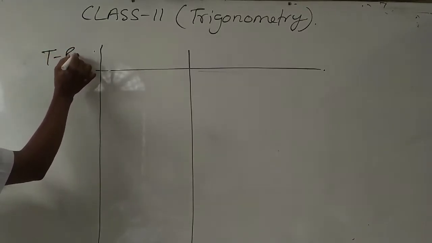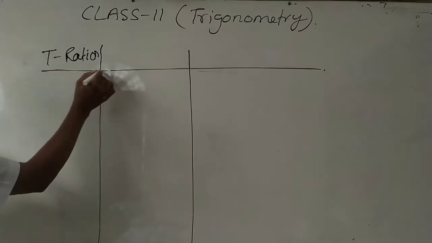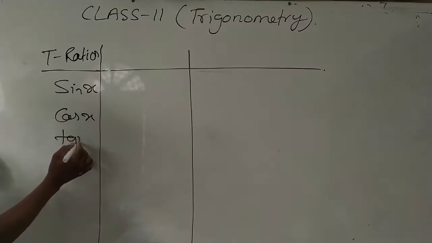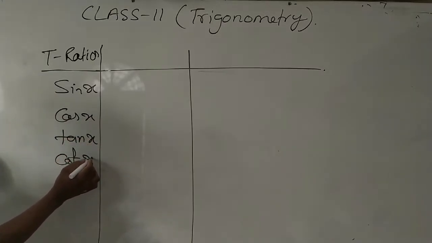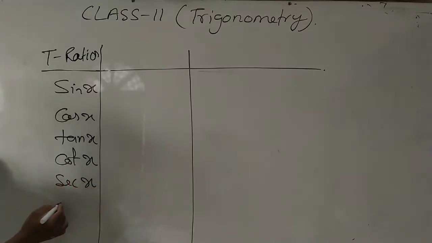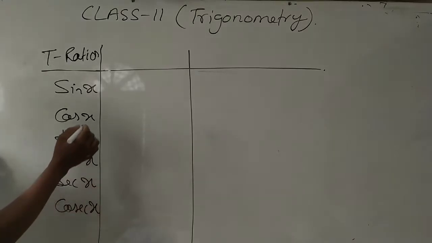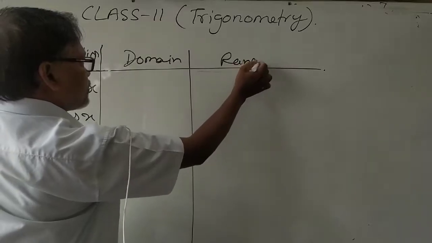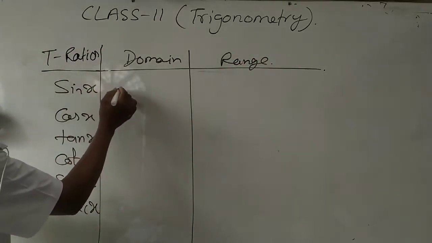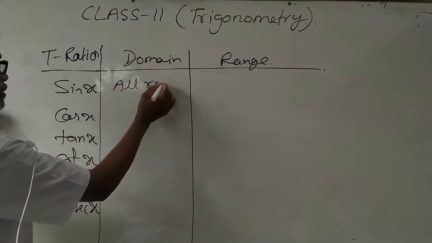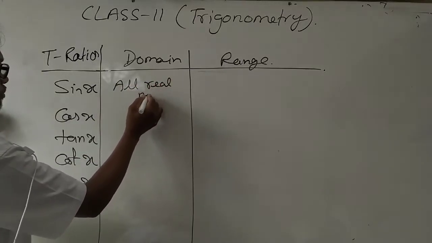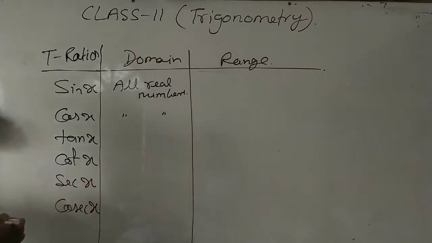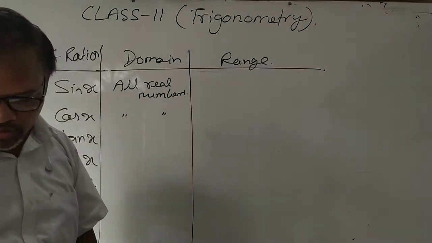T ratios: sin x, cos x, tan x, cot x, sec x, cosec x. Domain and range. Domain is all real numbers. Same, all real numbers. Tan x and sec x.